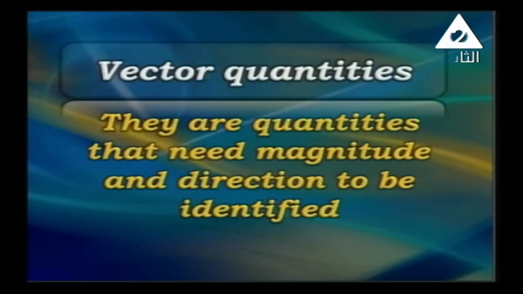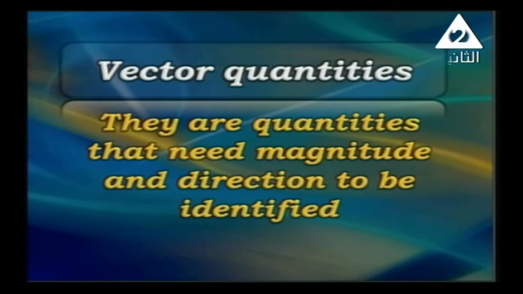And we have another part. We have vector quantity. Vector here means direction in math. So vectors are quantities that need both magnitude and direction to be identified.